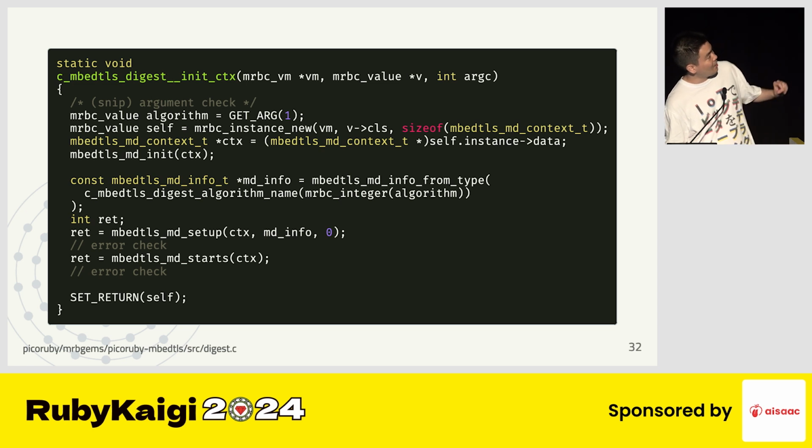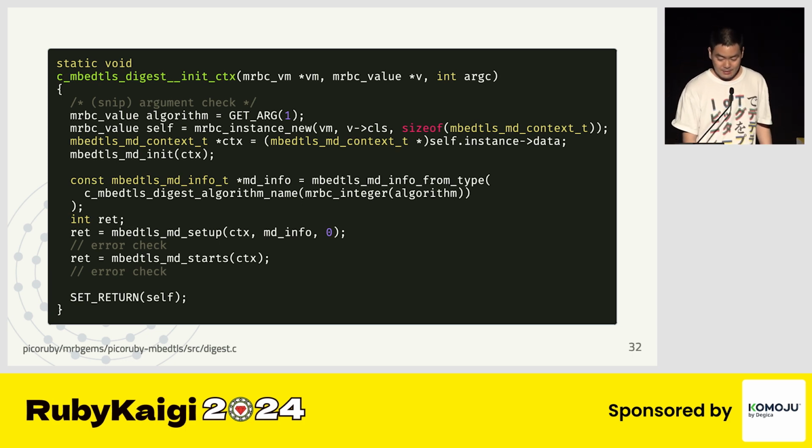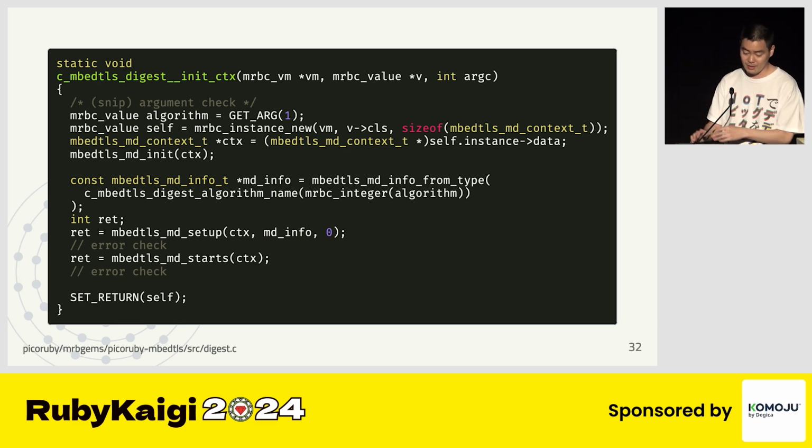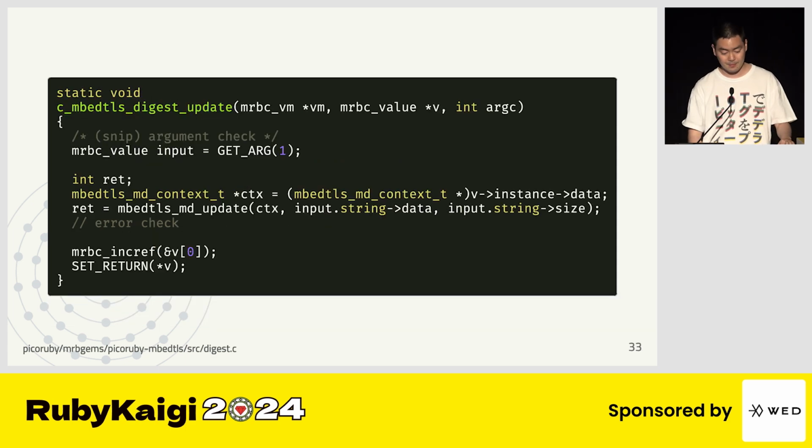So first, we are getting the algorithm ID of SHA-256 with GET_ARG(1). So it is specified in the first argument. Then we are going to instantiate the digest object with a buffer size of mbedtls_md_context_t. Then we're going to take the pointer to that buffer, then call mbedtls_md_init to create the context in that buffer. Then we will call some more mbedTLS functions to set up the buffer properly, then return the instance value itself.